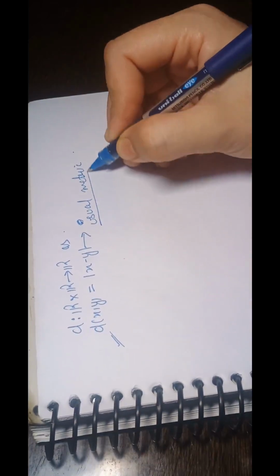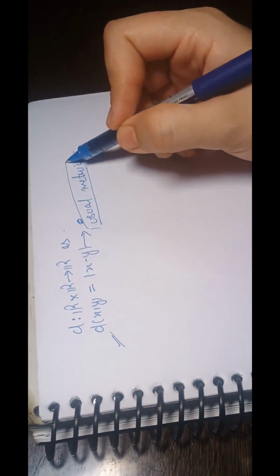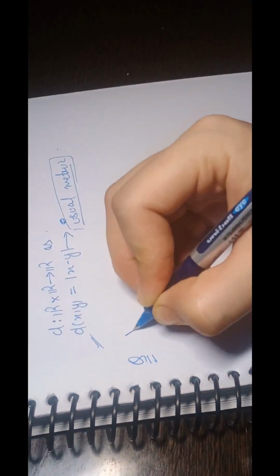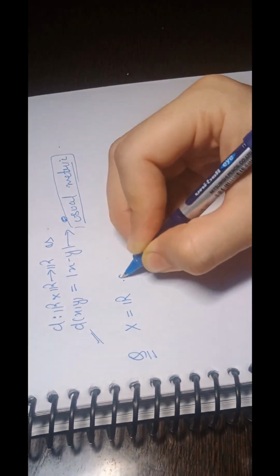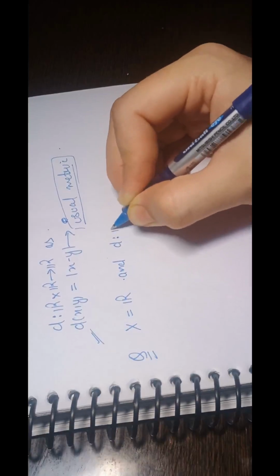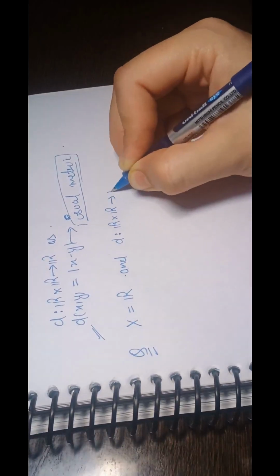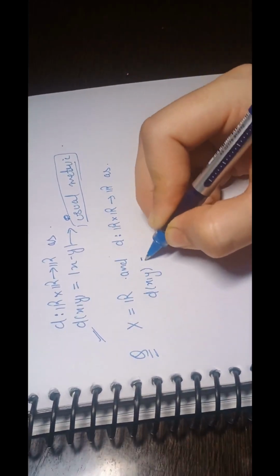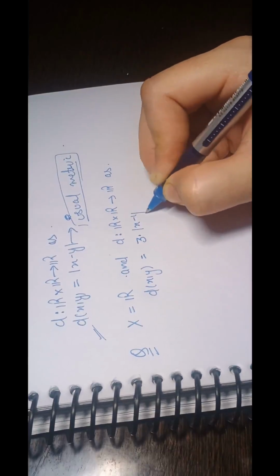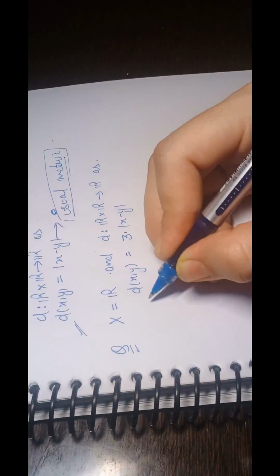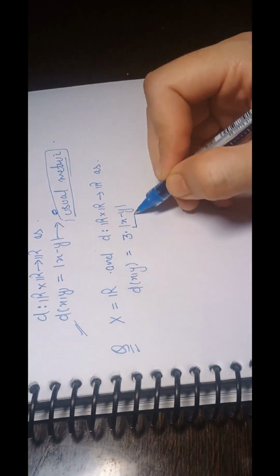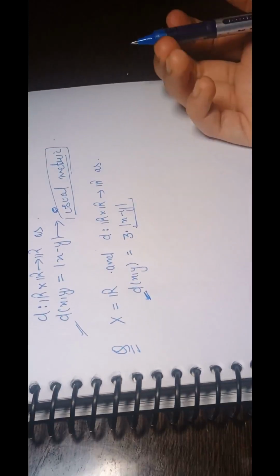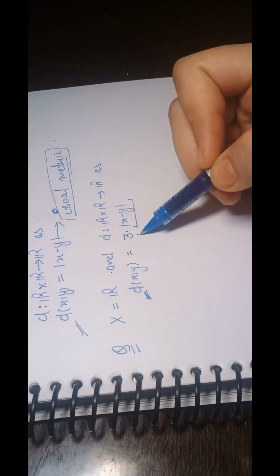Now using this usual metric, we will see how many metrics we can define on the set of real line. Suppose X is equal to R and a function d defined from R cross R to R as d of xy is equal to 3 times mod of x minus y. This was our usual metric, and using that we are defining a new function. Now we'll see if this is a metric or not.